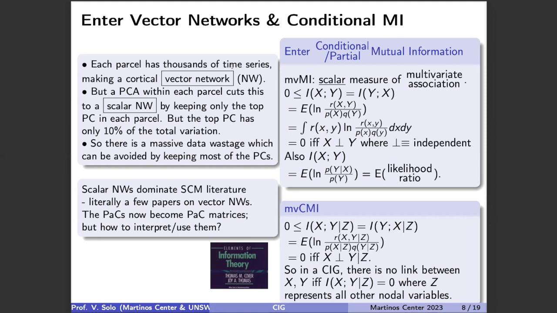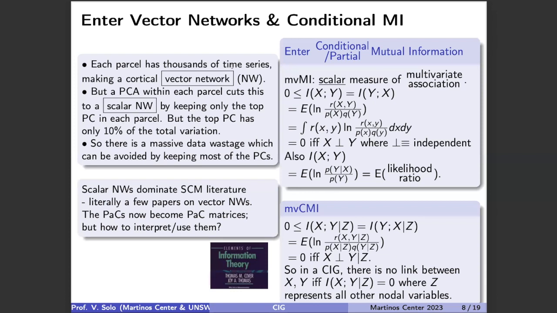So a vector network is one where each node, in this case parcel, has got more than one signal attached to it. In the fMRI case, it'll be time series, a similar thing in the MEG, EEG. A scalar network is where each node has only got one signal. And what almost everybody does, when they get to that parcellation, is in each parcel they will do a principal component analysis, and they'll keep the top principal component, and that reduces the signal dimension in each parcel to 1. So you've now got a scalar network.